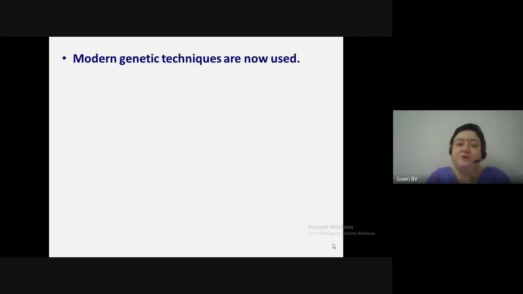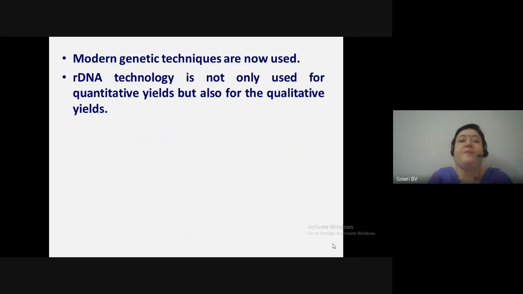Now, when we come into the topic, we equally have modern genetic techniques that can bring about mutations in production strains. So modern genetic techniques are now used. Recombinant DNA technology is not only used for quantitative yields, but also for qualitative yields. It doesn't only yield a higher amount of product, but the quality is equally maintained.